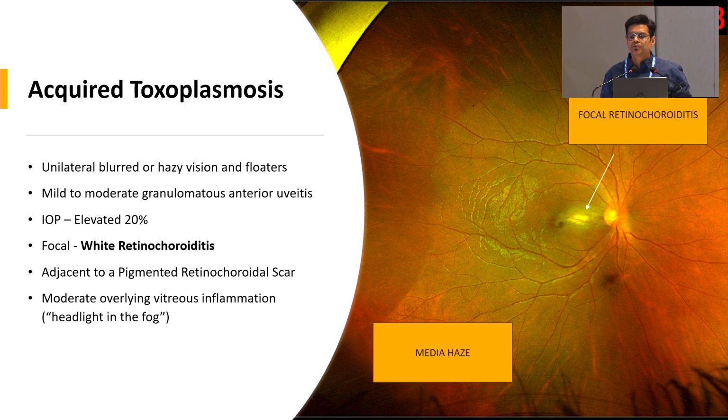If you see the anterior chamber, you will be seeing some amount of anterior chamber reaction in the form of either granulomatous or even non-granulomatous. The IOP is said to be raised in maybe around 15-20% of patients, and typically what we see in the fundus is this whitish focal area of retinitis, and you also get some amount of vitritis.